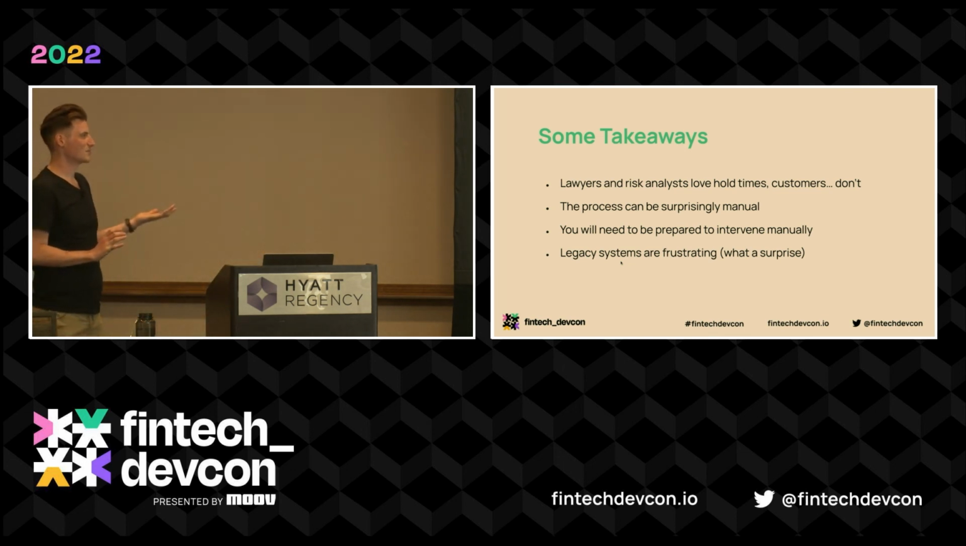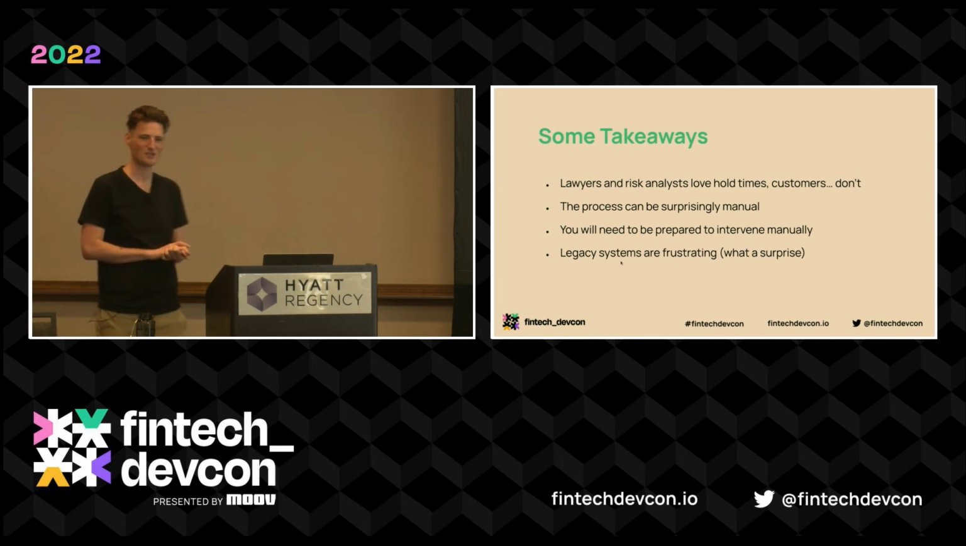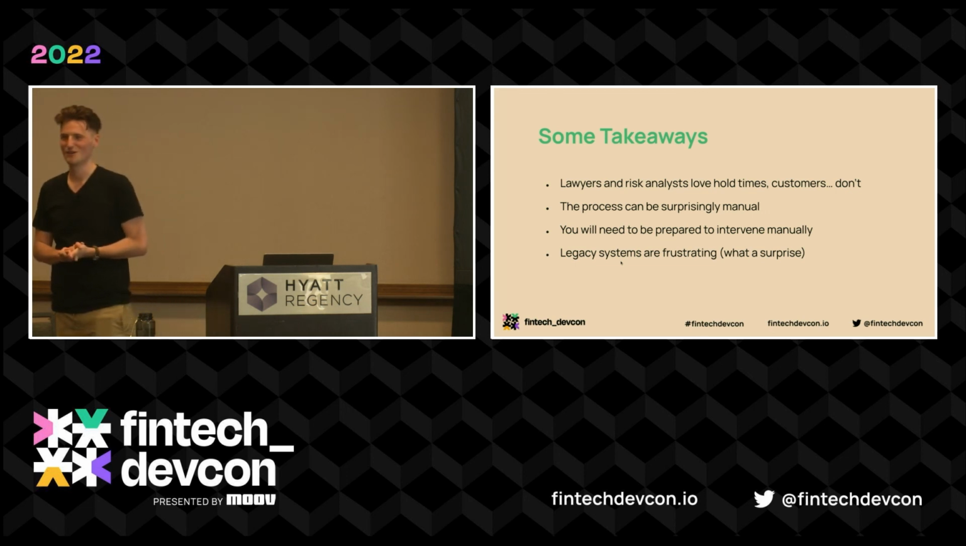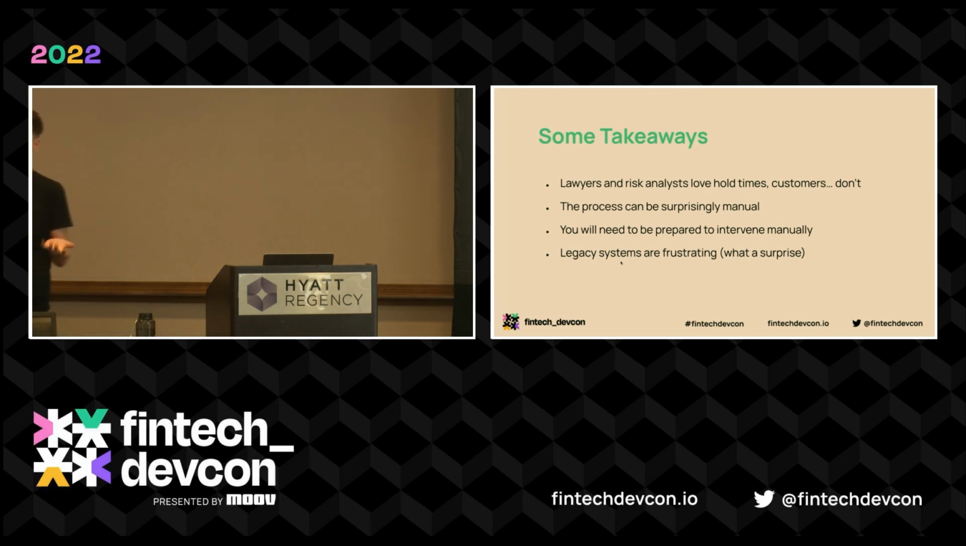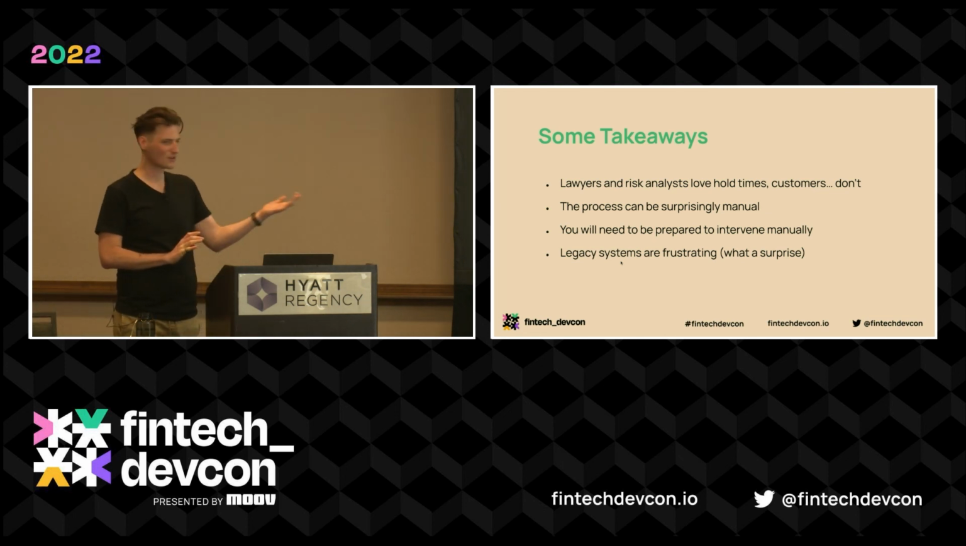So the process can be surprisingly manual. This is heavily on the return side of things. As we all know, the happy path is always easy to implement, the clean, nice thing that you write presentations about. The sad path, of what do we do with things that go wrong, is usually much messier, and this is no exception. You'll have to be prepared to do a lot of manual intervention to deal with that. And of course, the legacy systems are frustrating.